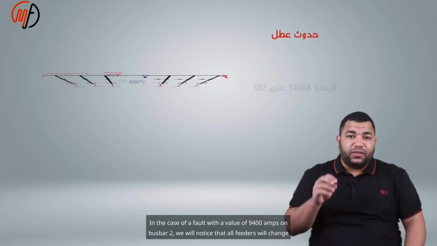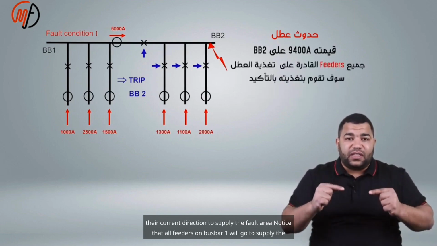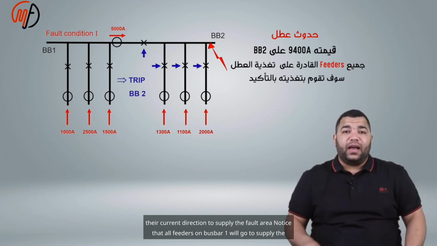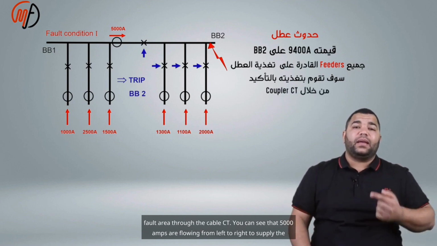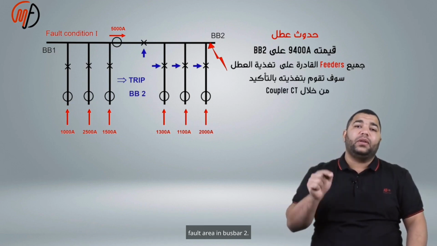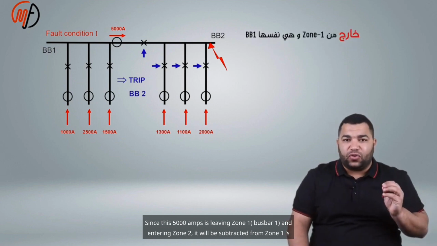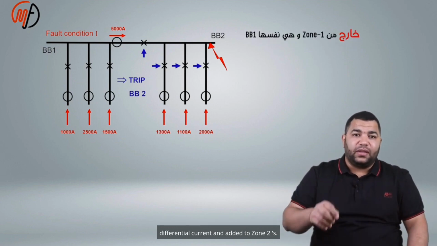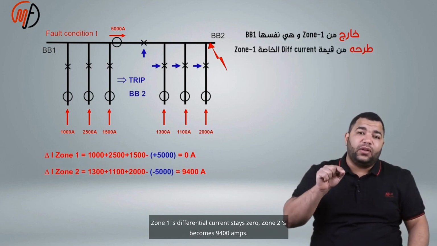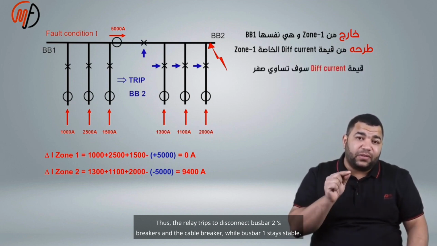In the case of a fault with the value of 9400 amps on bus bar 2, we will notice that all feeders will change their current direction to supply the fault area. Just that all feeders on bus bar 1 will go to supply the fault area through the cable CT. You can see that 5000 amps are flowing from left to right to supply the fault area in bus bar 2. Since this 5000 amps is leaving zone 1, bus bar 1, and entering zone 2, it will be subtracted from zone 1's differential current and added to zone 2's. Zone 1's differential current stays 0. Zone 2's becomes 9400 amps. Thus, the relay trips to disconnect bus bar 2's breakers and the cable breaker, while bus bar 1 stays stable.